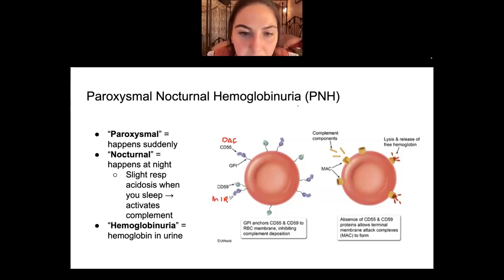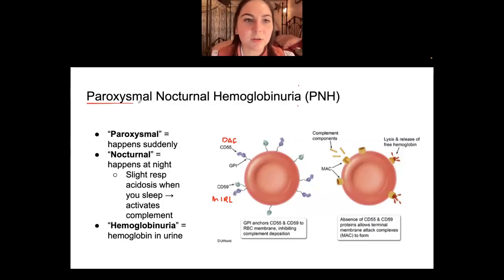And these are the guys that block complement. So MIRL blocks the MAC complex. DAF's going to block C3 convertase. It just blocks parts of the complement pathway from binding to these red cells. So there's a pathology known as paroxysmal nocturnal hemoglobinuria, or PNH. You'll come back to this next year because, again, it has to do with red blood cells, so that's technically hematology. But it's relevant here because of complement.